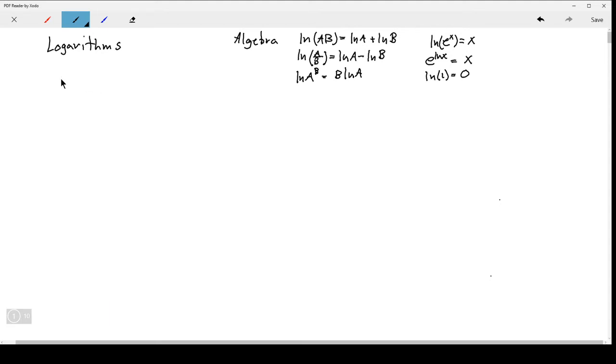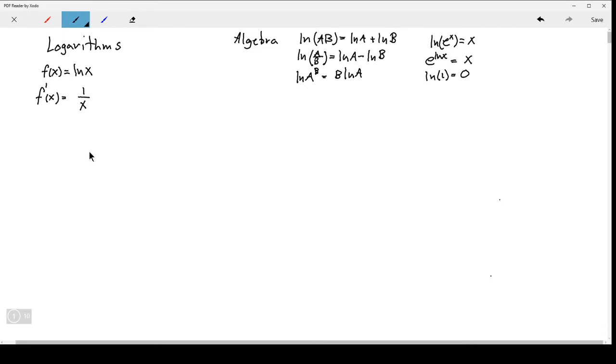As far as the calculus goes, what you need is the formula. So if I have f of x equals ln of x, then the derivative, f prime of x, is 1 over x. All right, so that is your formula for the derivative of the log.